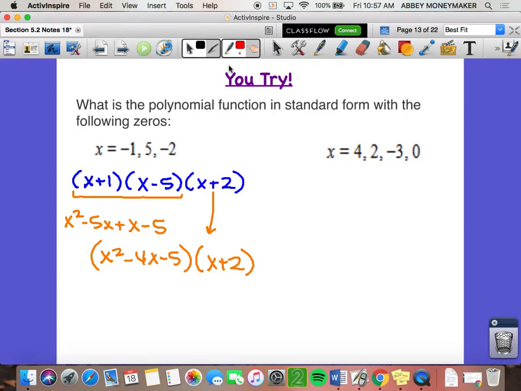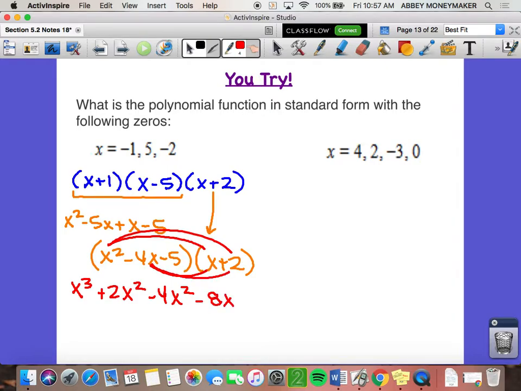Be extra careful. What I do is I always take the first term and I distribute it out. Okay? X squared times x gives me what? X cubed. X squared times 2 gives me 2x squared. And I'm going to repeat the process with the next two terms. Negative 4x times x, negative 4x squared. Negative 4x times 2, negative 8x. And then lastly, negative 5 times x gives me negative 5x. Negative 5 times 2 gives me negative 10.